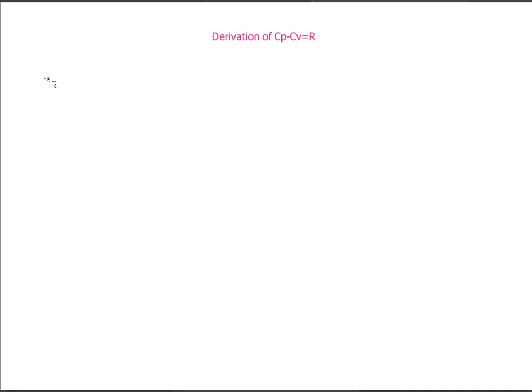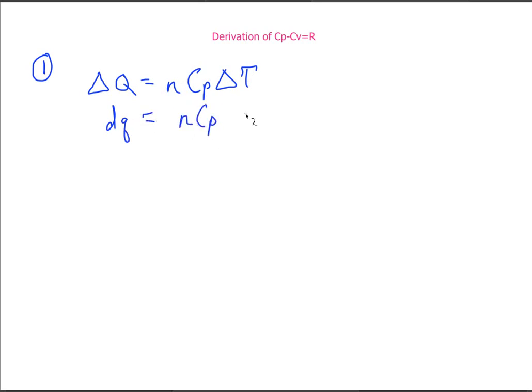So this is basically a four-step derivation. We're going to start with step one, and this is from your 7th grade. We're going to go with the heat equation: delta Q is equal to n Cp delta T. And then I'm going to advance this very quickly into college calculus, and then we're going to say dQ is equal to n Cp dT. If you really have trouble with that little step, you might want to consider brushing up on your calculus before you do any more thermodynamics.